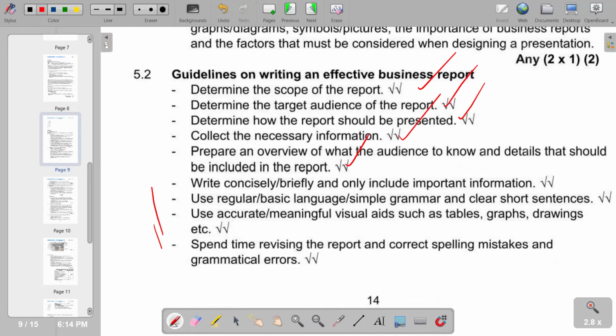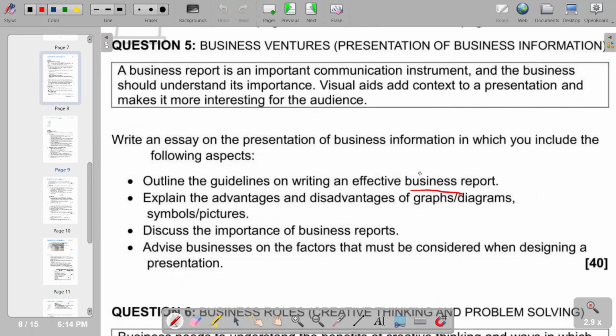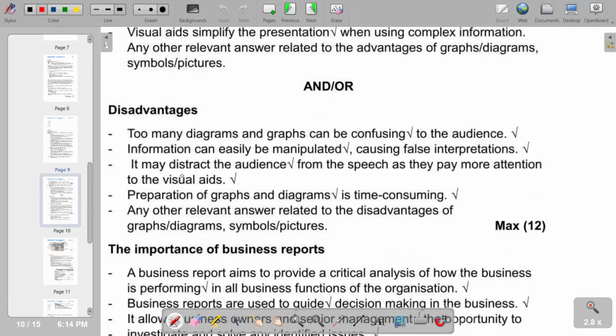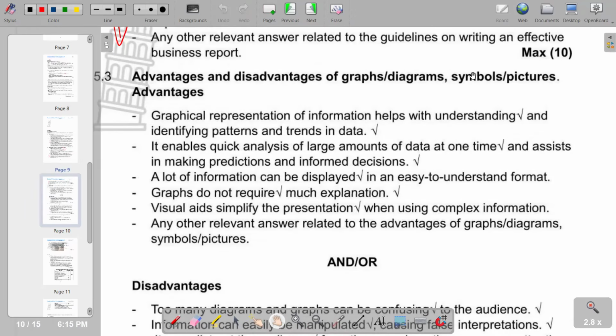We've got further points that are also correct that we can include. And then the next part requires us to explain the advantages and disadvantages of graphs or diagrams or symbols or pictures. So these are the advantages and disadvantages that we have articulated in our answer section. In terms of advantages, graphical representation of information helps with understanding and identifying patterns and trends in data.